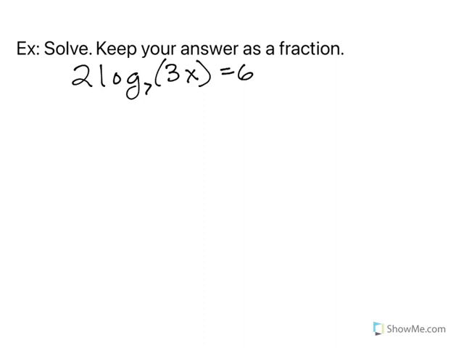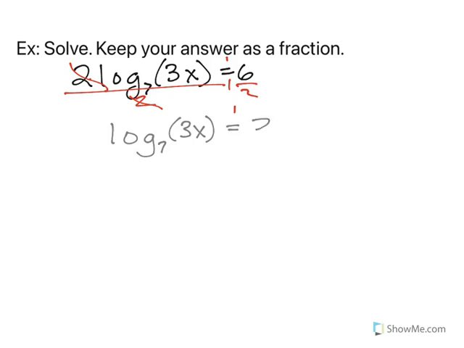Keep your answer as a fraction for this one. We have 2 times the log of 3x base 7 equals 6. Now remember, our first step is to isolate the log. So we have 2 times a log, so we're going to want to divide both sides by 2 to isolate the log. So I have log of 3x base 7 equals 3, because 6 divided by 2 is 3. Now that I've isolated the logarithm, I can change this to an exponential. So I start with my base of 7, raise it to the third power, and that equals 3x.